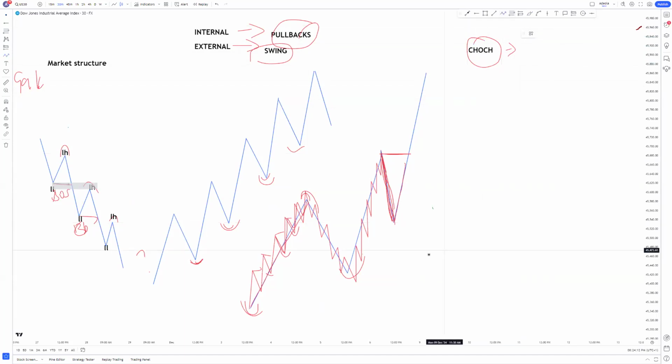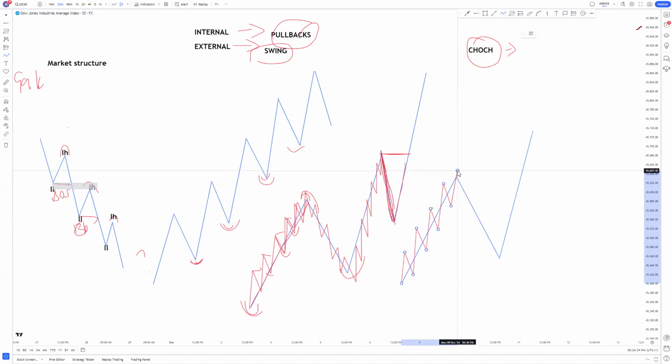So if you have a price move like this, which is your swing, you are going to have your internal structure move this way. Your internal structure will be like this, right? Now, inside of your internal structure, when price goes to this swing high, what are we going to have?